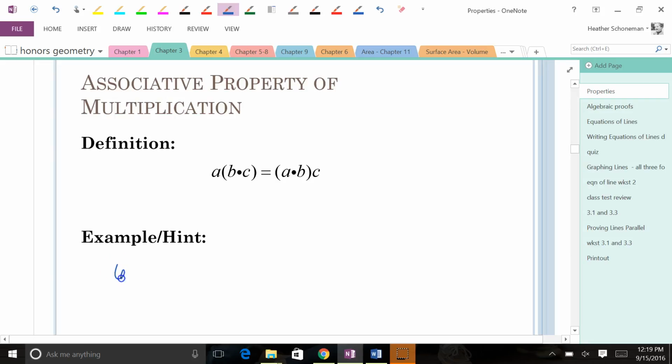Okay, so if I take 6 times the quantity 4 times 2, it'd be the same thing as taking 6 times 4 and then multiplying that quantity by 2. Same thing. Okay, that's the associative property. So notice I'm changing what's in the group. So in this group, there was a 4 and a 2 on the left. And on the right, the group has a 6 and a 4.